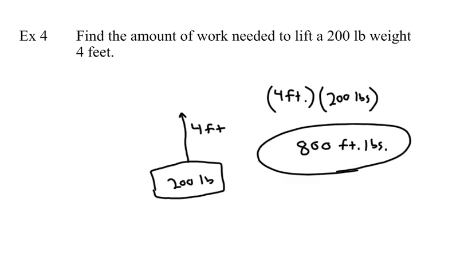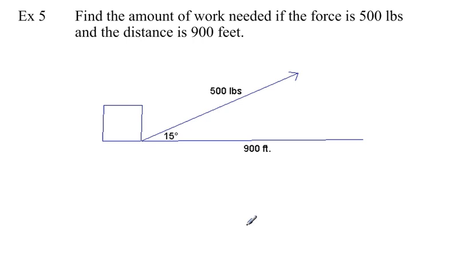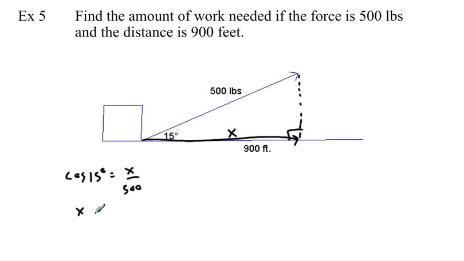And you might be thinking, well, I hope it stays that easy. Well, not quite. So let's say we're dragging this object, and notice we're dragging it at an angle of 15 degrees. We're using 500 pounds of force to drag this, and we're dragging this 900 total feet. So again, if we had everything in a straight line quantity, it's much easier. So let's create a straight line quantity here by using a right triangle. Let's find this distance right here, which I'll call x. And we can use what we know about trigonometry by saying that cosine of 15 degrees equals adjacent over hypotenuse. If we solve that for x, we get that that's going to be about 482, and I'll put a label on that, 482 pounds.